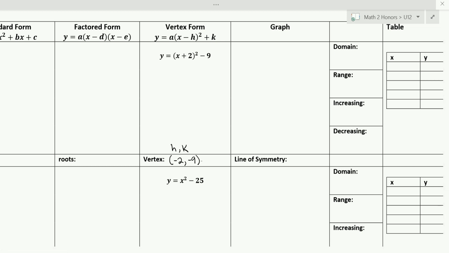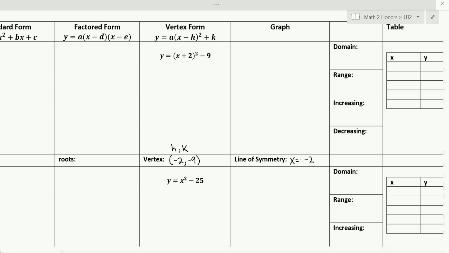Okay? The vertex is directly related to what? Line of symmetry, the middle. Right? Because the vertex is always in the middle. And so if you know the vertex, you know the line of symmetry. It's what? -2. But if you just put -2, that's not a line. That's a number. You've got to say x equals to get the line. That's a vertical line. Okay?